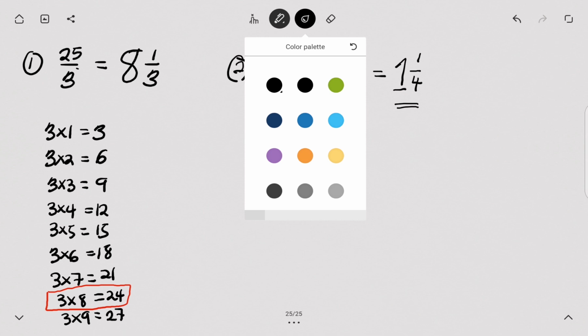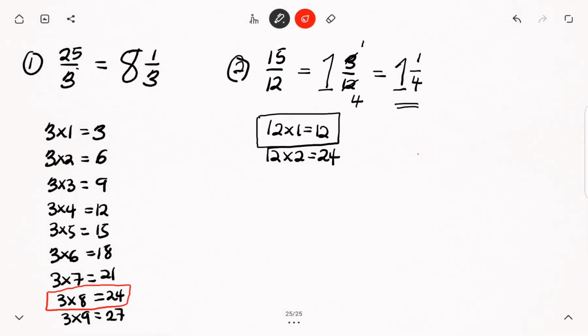Alright, so let's have a look at more examples on this particular form of conversion. So let's look at example number 3, 40 on 7.